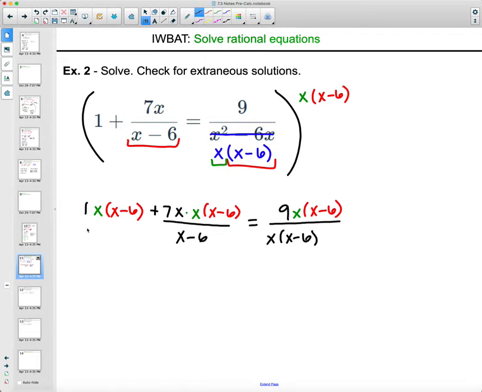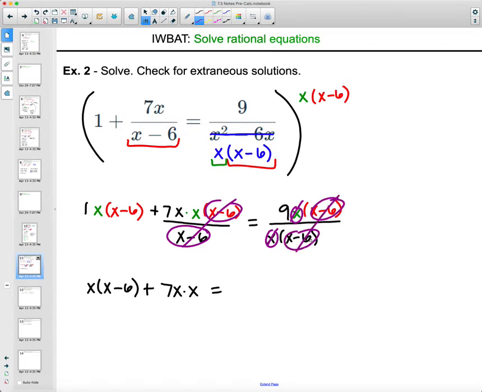Now you can go in and simplify. So this first part does not have any denominators that will cancel, so we'll leave it as x times x minus 6. I'm just not going to do the 1. This next part, we see the x minus 6 factor on the bottom and the top, so that will cancel to 1. So then we just have this 7x times x. And in this last part, we see x over x, which will be 1, and x minus 6 over x minus 6, which will be 1. So both of those cancel, and we're left with 9.